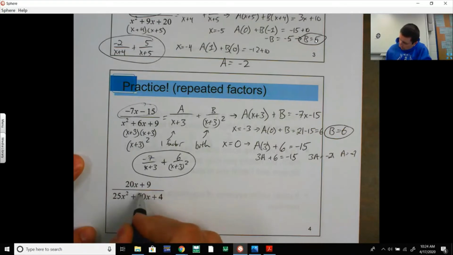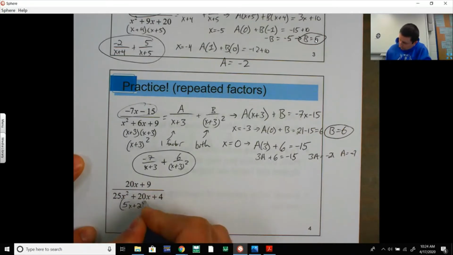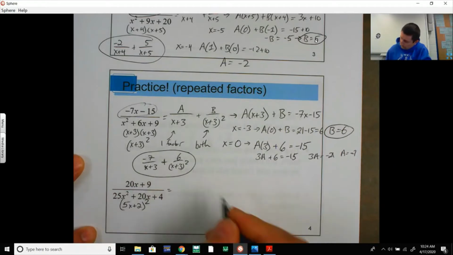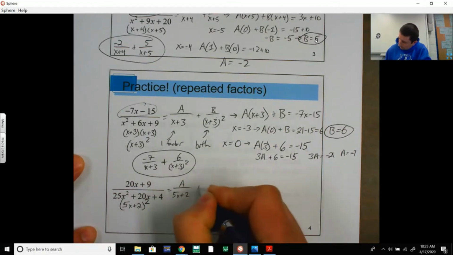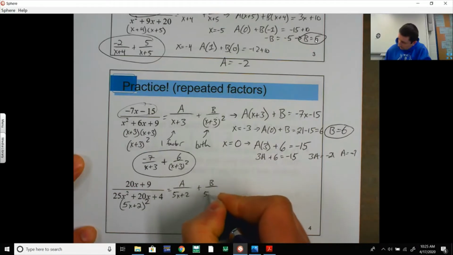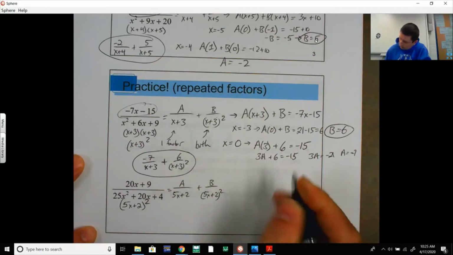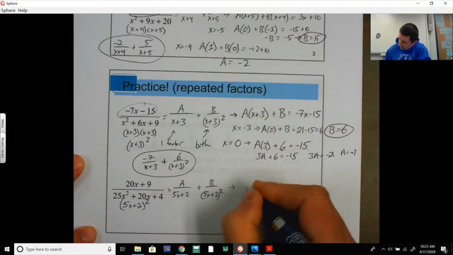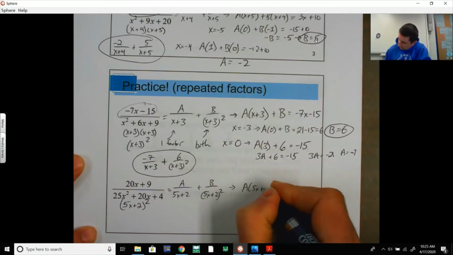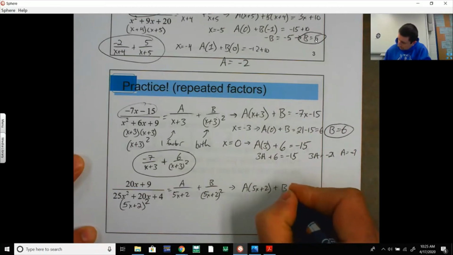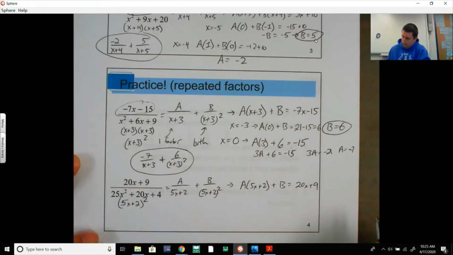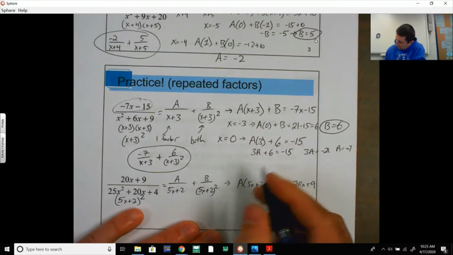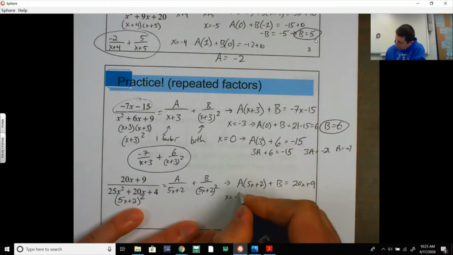Okay. So I factor this bottom one here. This factors into 5x plus 2 squared. So I'm going to get a over 5x plus 2 plus b over 5x plus 2 squared. So a has to be multiplied times 5x plus 2 plus b, and that should equal 20x plus 9. Okay. So let's let x equal negative 2/5.